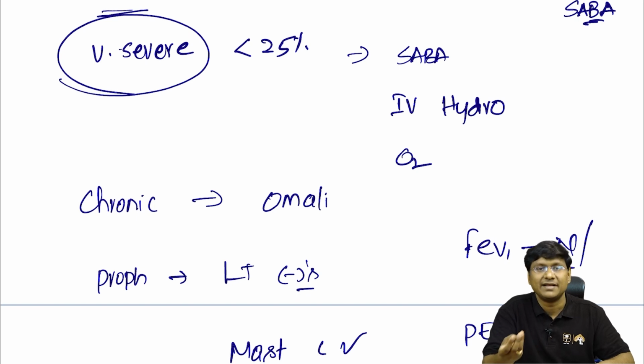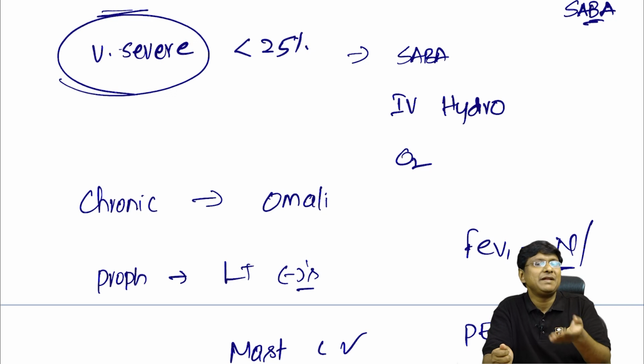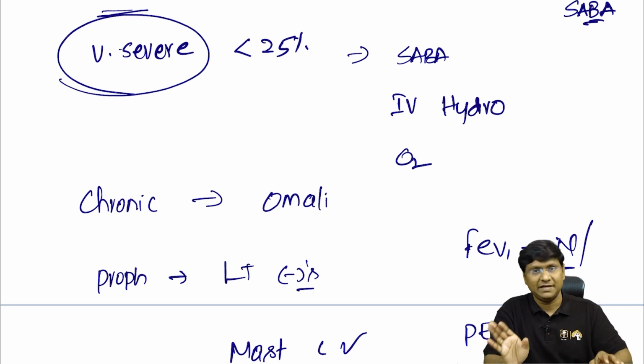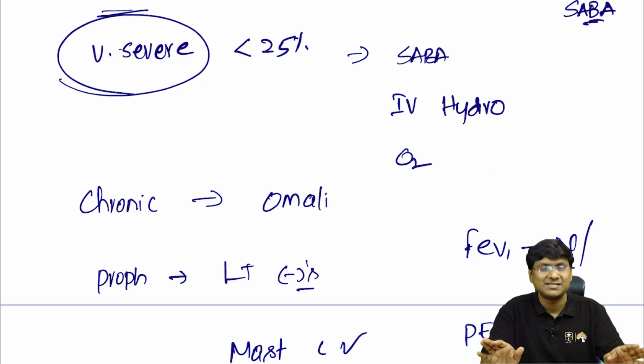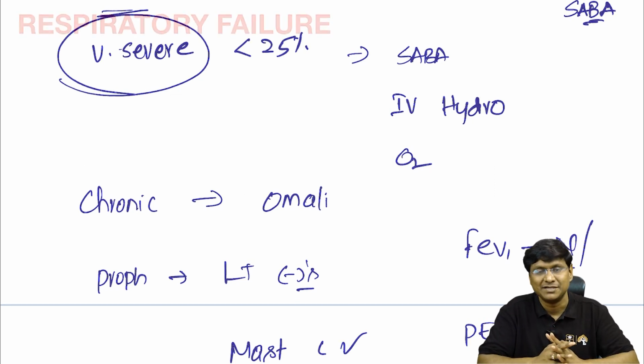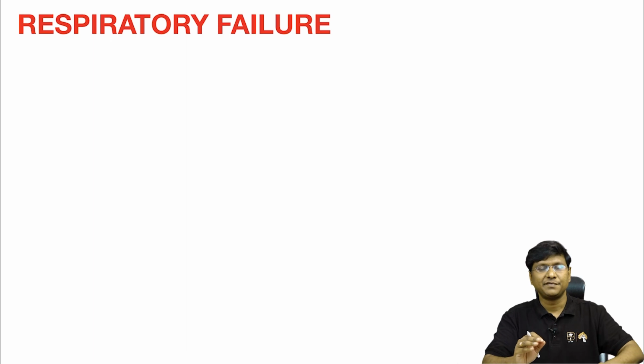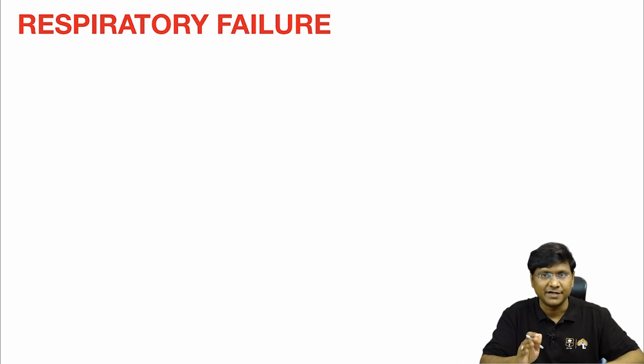Daytime symptoms less than twice per week, usage of the short acting beta 2 agonist less than twice per week, no nighttime symptoms, no limitation of activity, normal peak expiratory flow rate and normal FEV1 values. These are the indices which will determine the control of asthma, and this is about the quick revision of asthma. So the next important topic for the quick revision is respiratory failure.